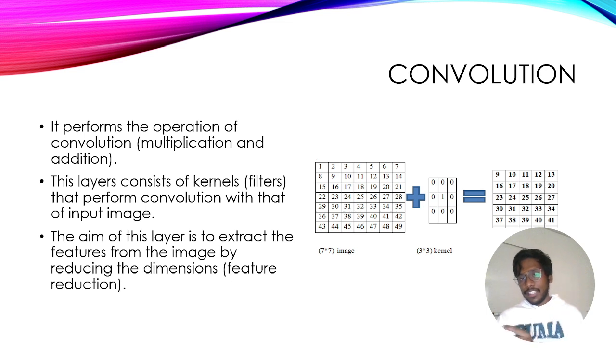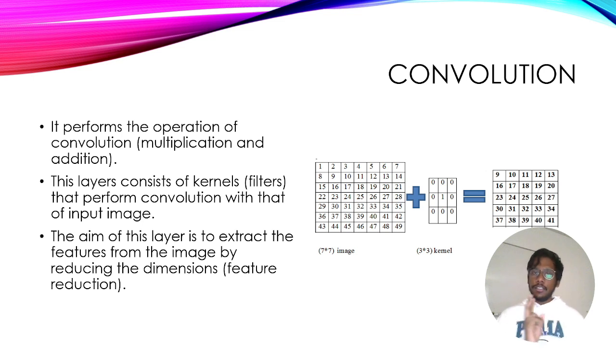So the dimension has reduced. This is what we call feature extraction by dimensionality reduction. The aim of the convolutional neural network, or the convolution operation, is to extract features from the images by reducing the dimensions. This is a very important point you need to understand. And there are two layers, convolution and pooling, which we'll come to later.